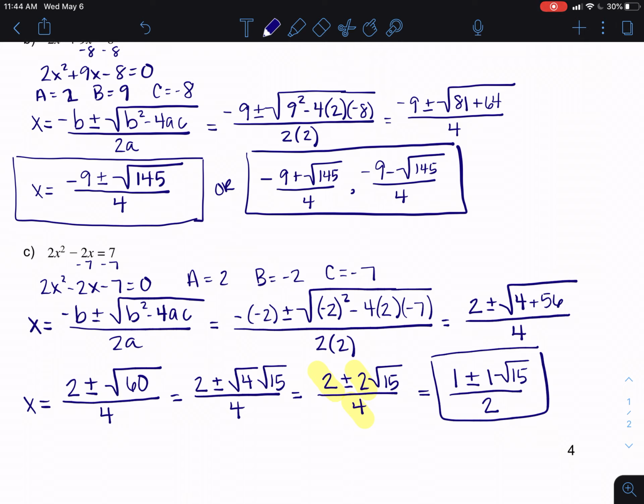So one thing that you need to be careful about is reducing the fraction. And here we reduced by dividing by 2. You're always going to leave the inside of the square root the way it is.